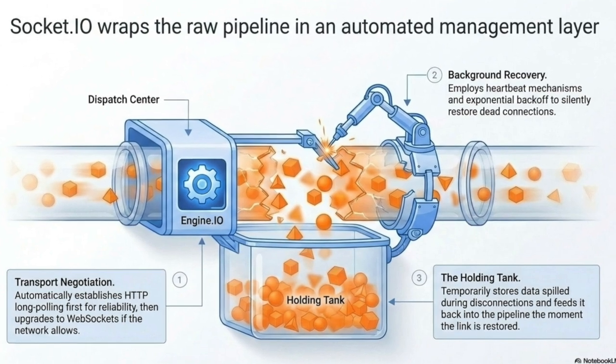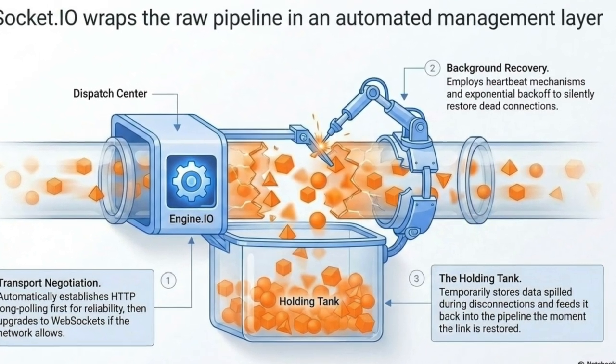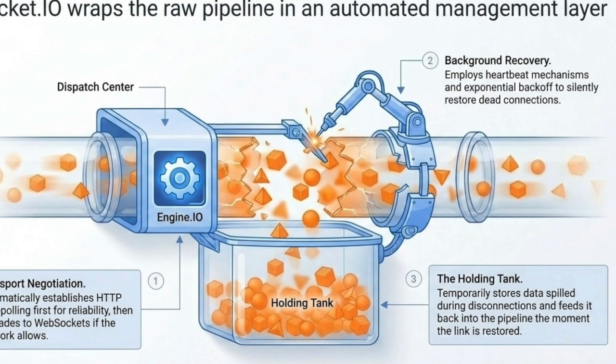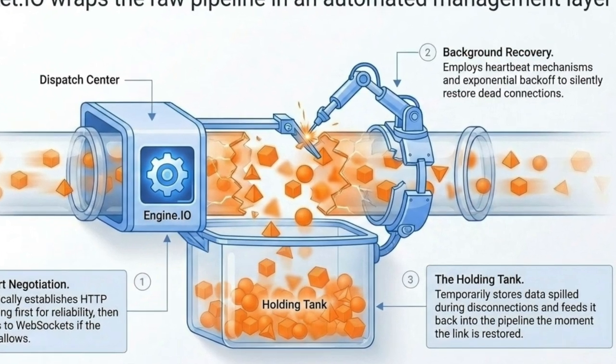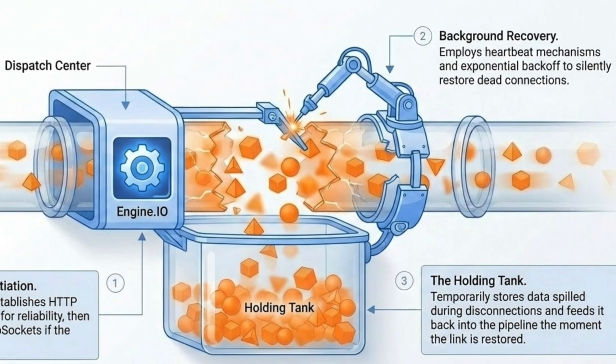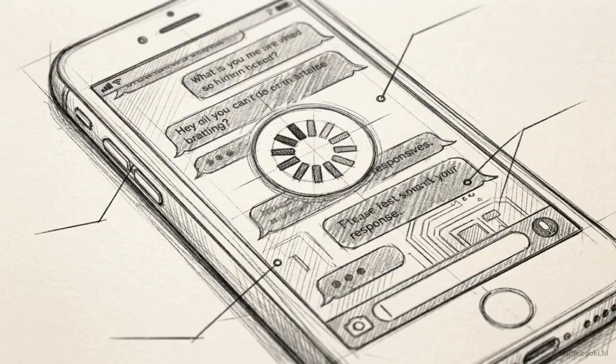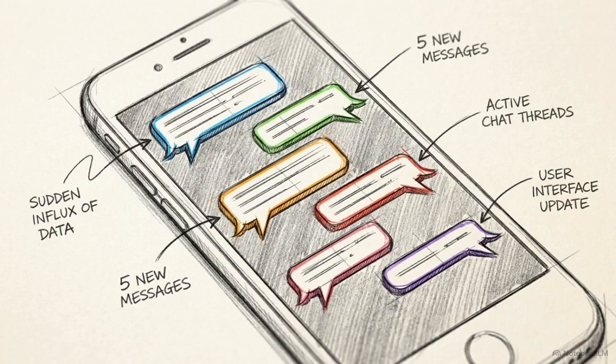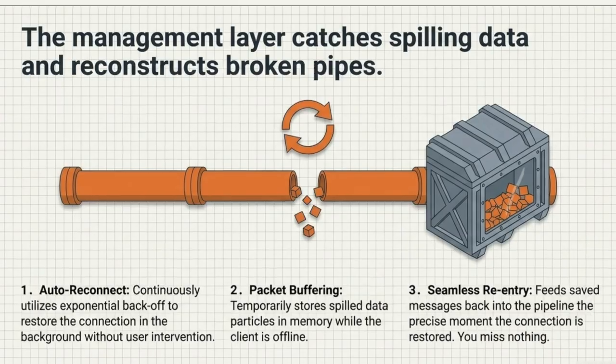This prepackaged toolkit is built on top of WebSockets, adding a layer of management over the raw pipeline. If the raw connection snaps, this library automatically steps in. It catches spilling data particles and stores them in a holding tank. It will keep trying to reconnect you in the background. The moment you're back online, it feeds those saved messages back into the pipeline so you miss nothing.